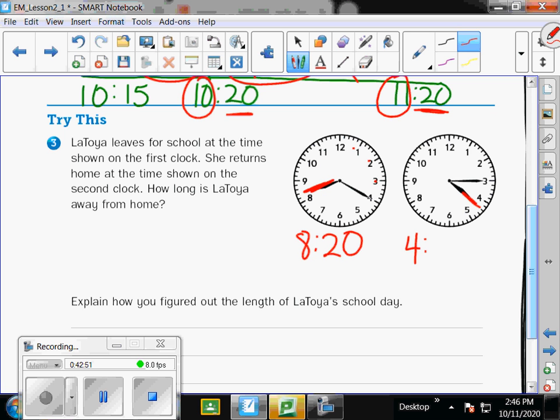And big hand, count by 5s. Well, I don't have to count by 5s. I know that this is one of my benchmark times over there, right? So 4:15. All right, so this is what time she leaves for school on the first clock, and this is what time she returns home. That's going to be several hours, isn't it?